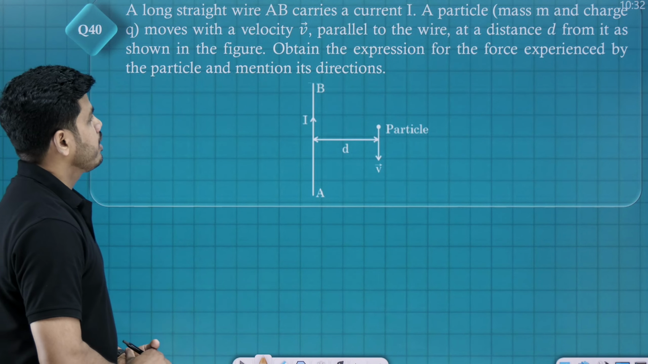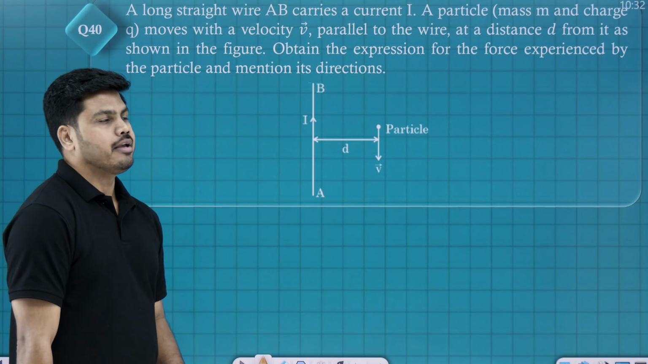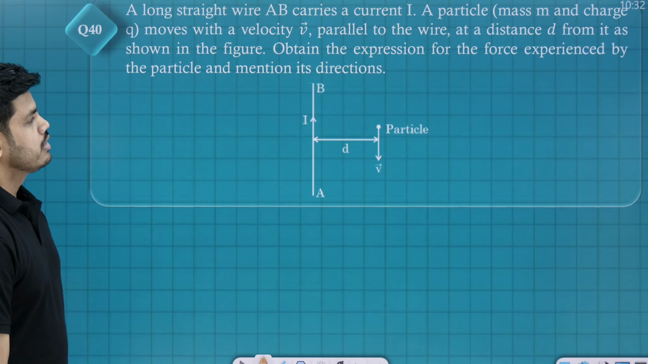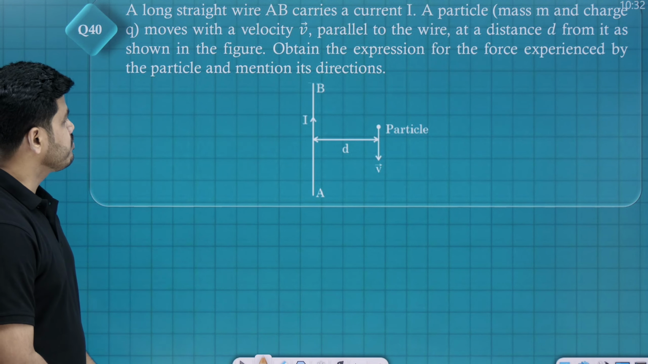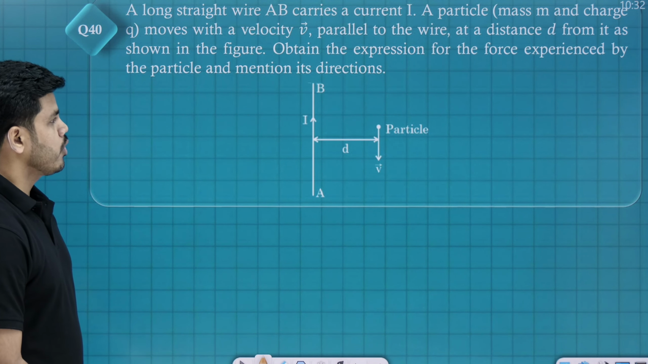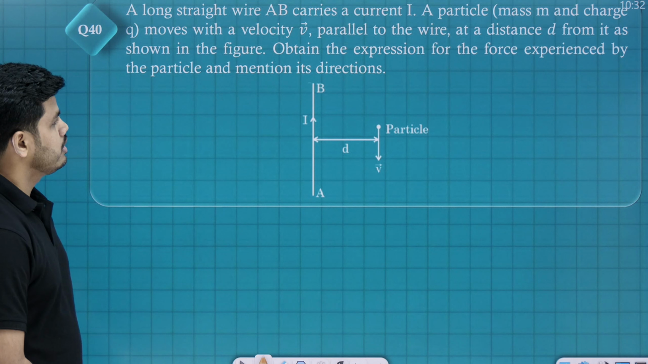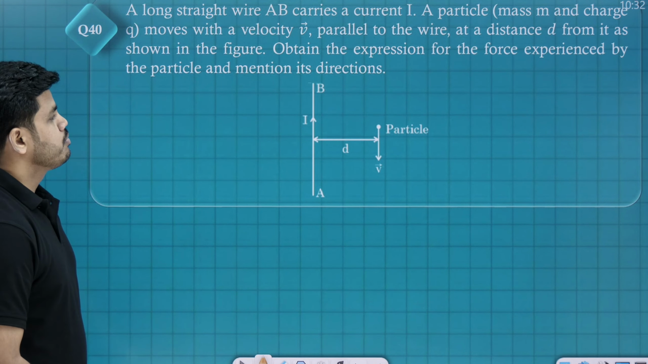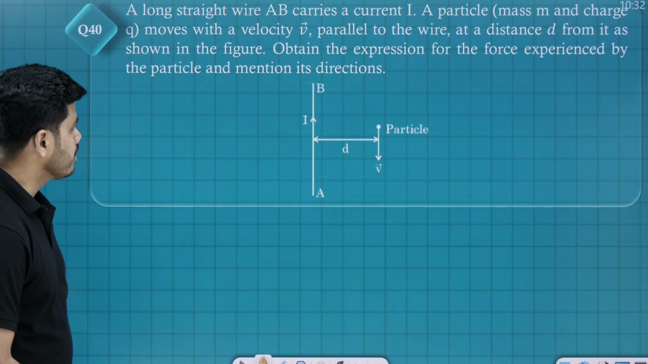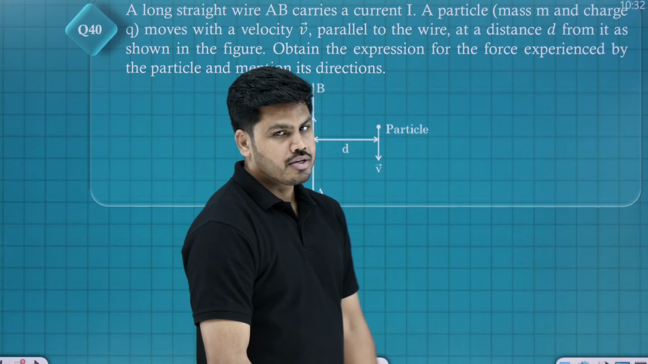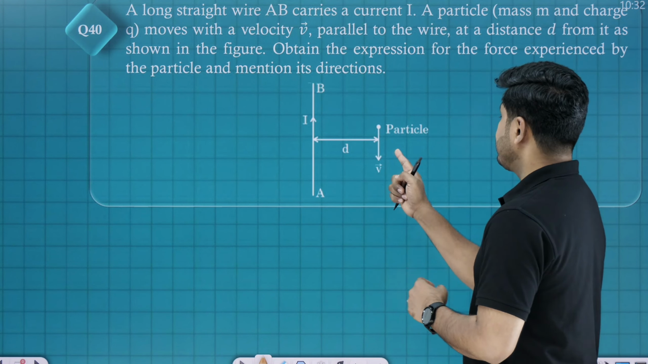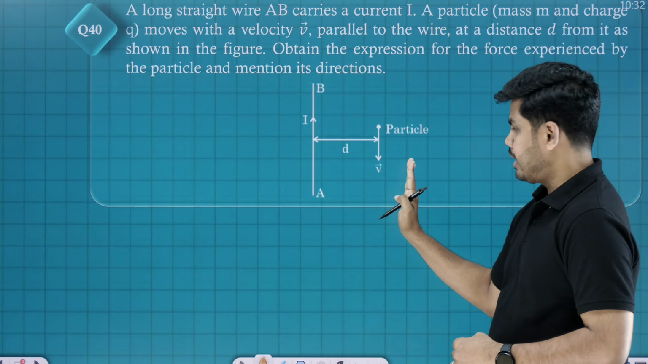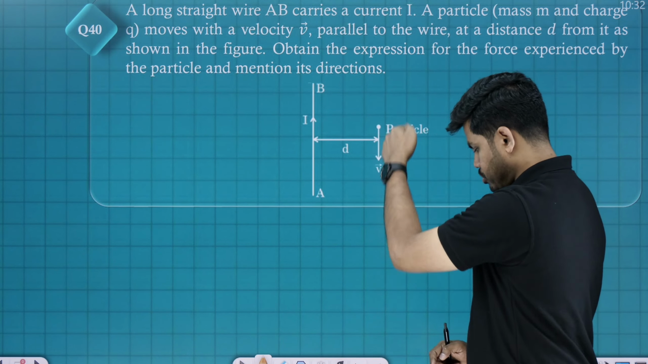A long straight wire AB carries a current I. A particle of mass m and charge q moves with a velocity v parallel to the wire at a distance d from it, as shown in the figure. Obtain the expression for the force experienced by the particle and mention its direction. You are asked to find out what will be the force acting on this moving particle. You can see the diagram. The particle is going downward, to the bottom of the screen.